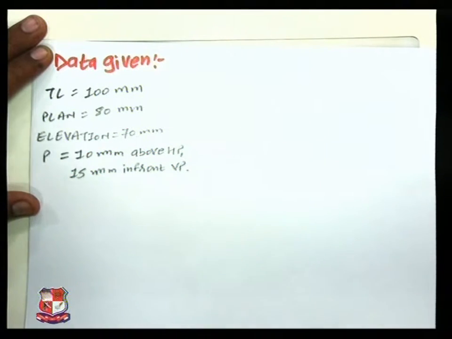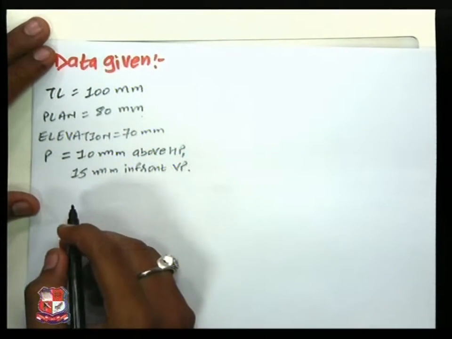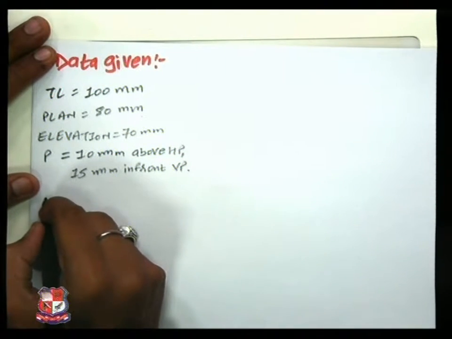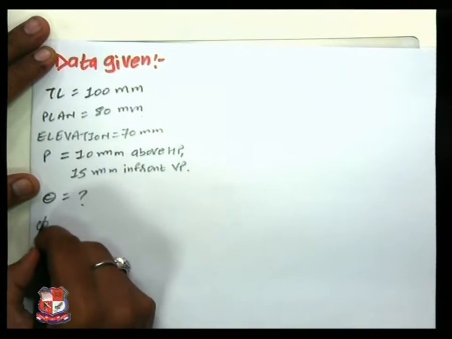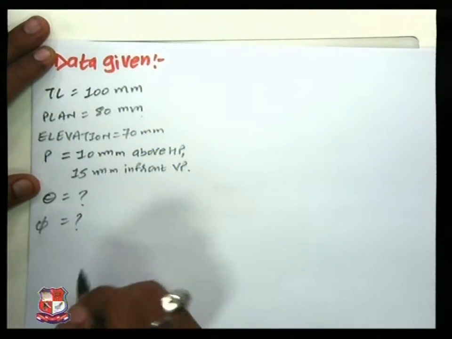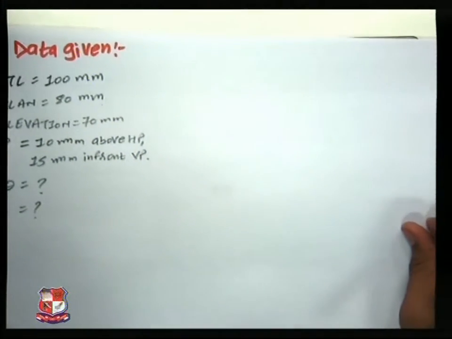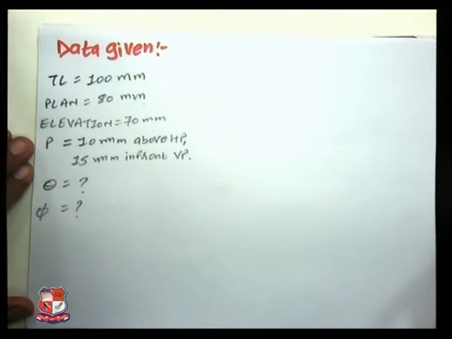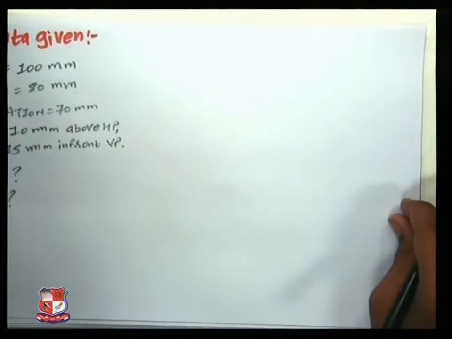So what we need to find out? We need to find out theta and phi. Now we have some given data. With this given data, we will plot the projections of a line.